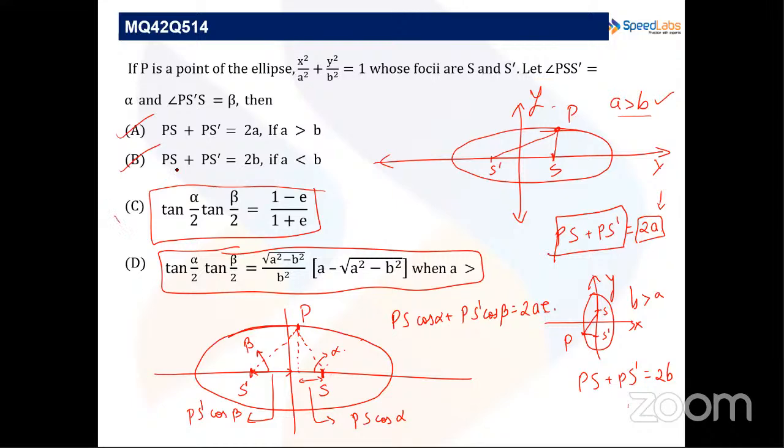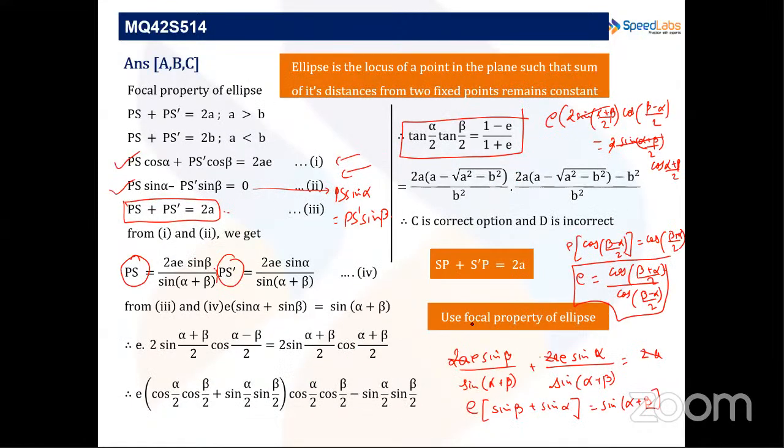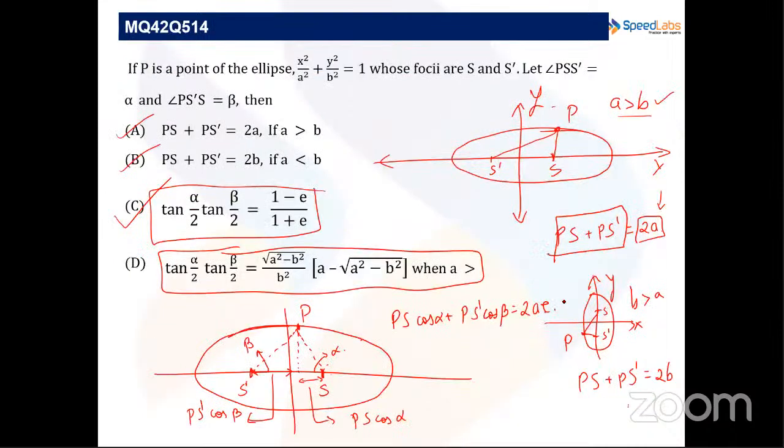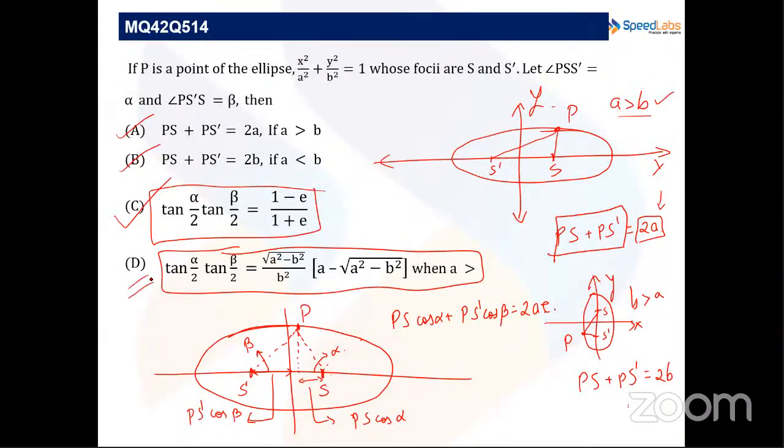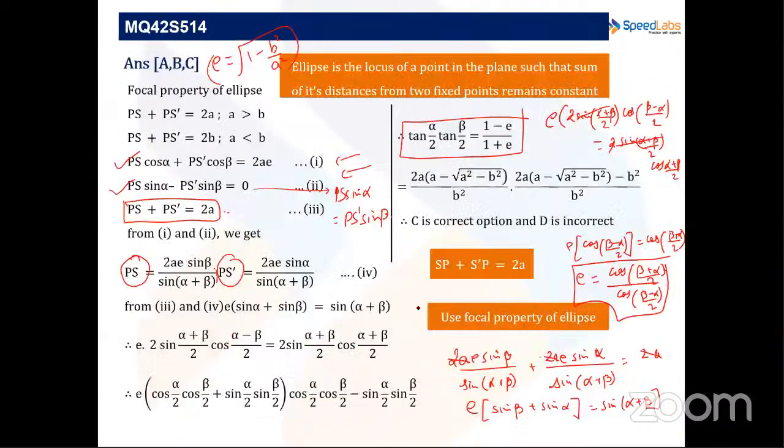So we will be having option C as the correct option. And now, going for these values, we can see that option D is not our correct option because in option D, tan alpha and tan beta are required to be found out. And if we put the values of eccentricity, we know it is equals to under the root 1 minus b square by a square. So we'll substitute this value. You will not get the result as in option D. So this is not our correct option.